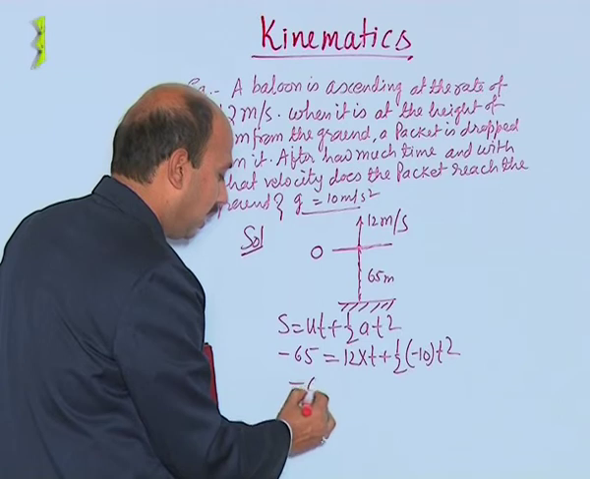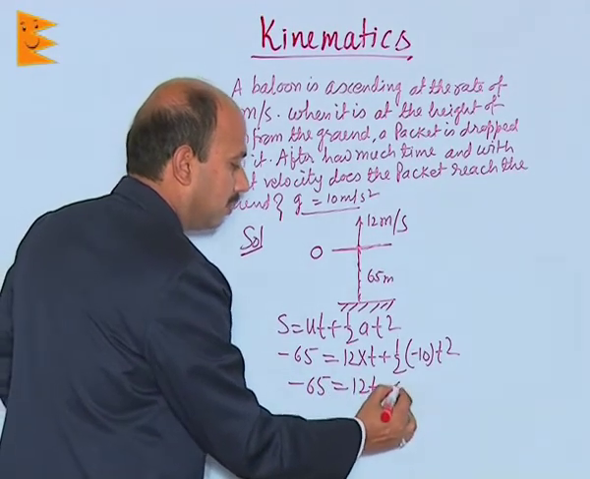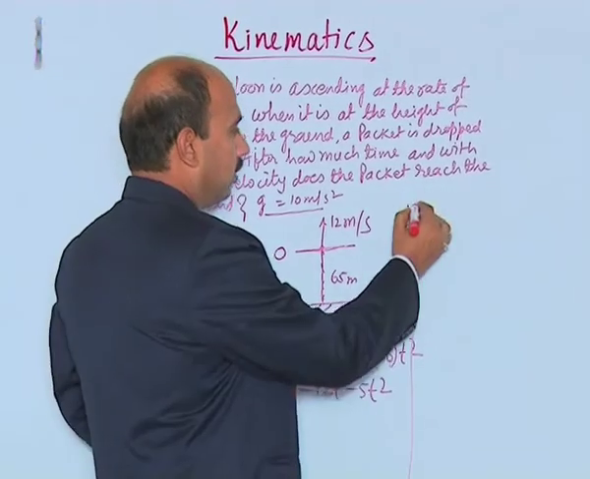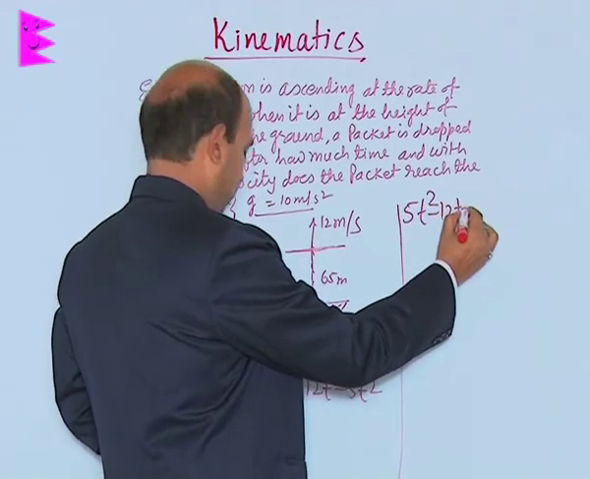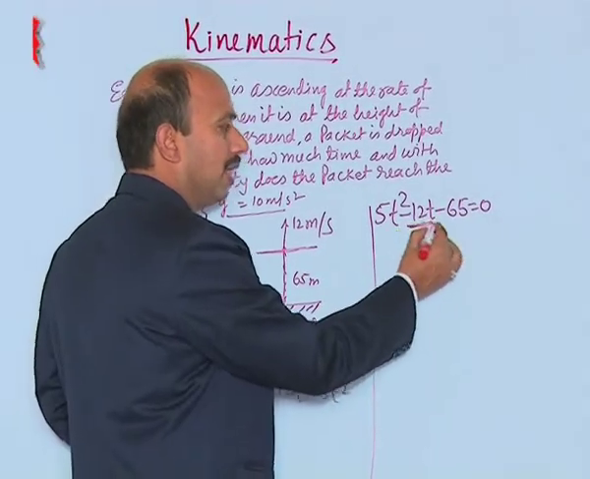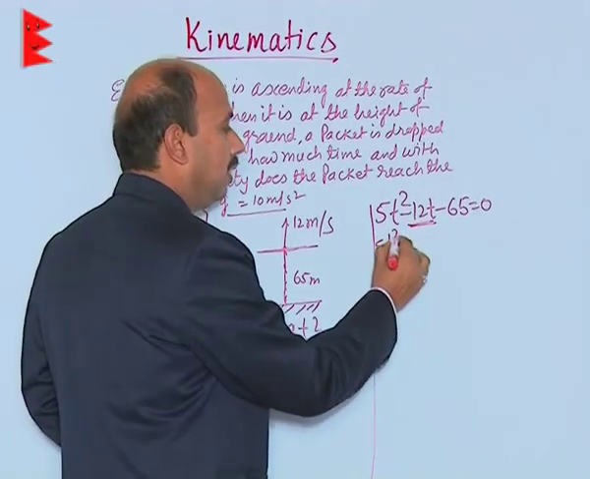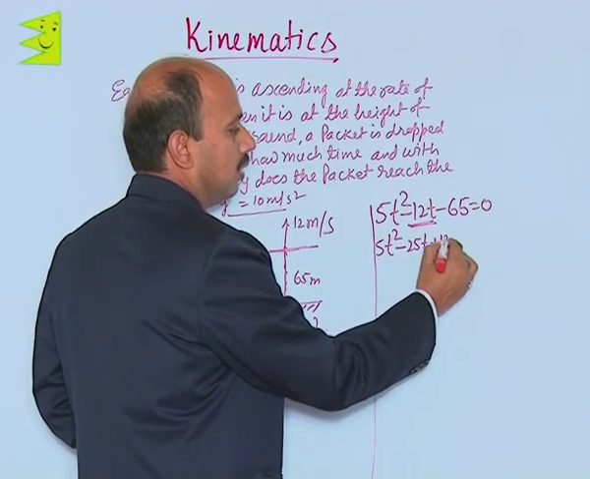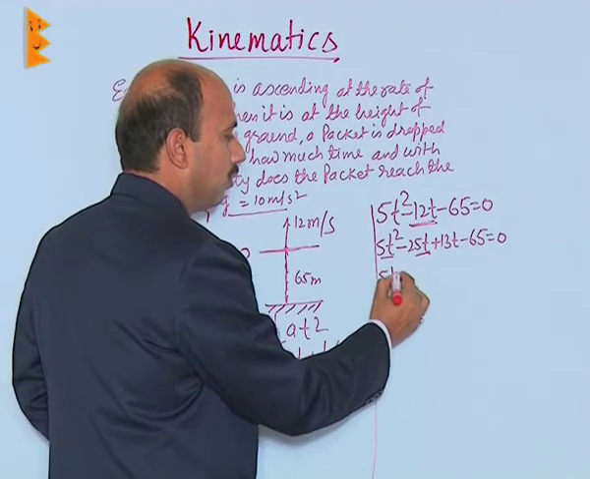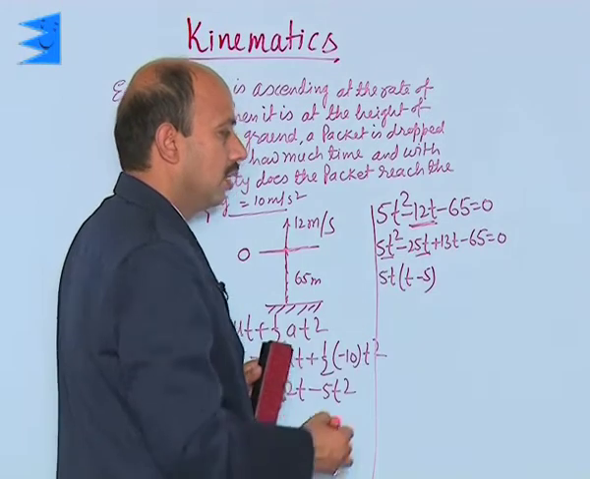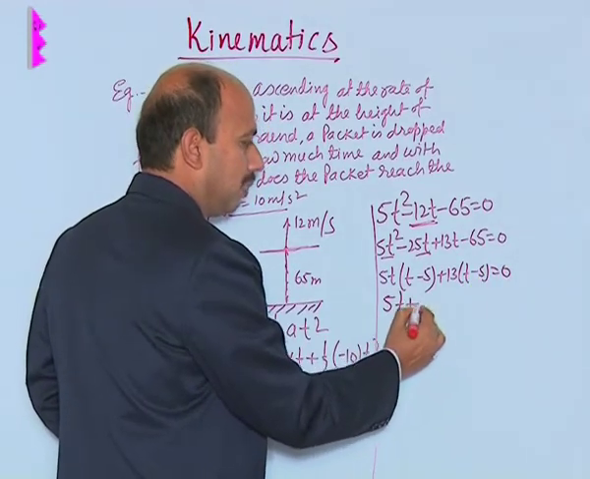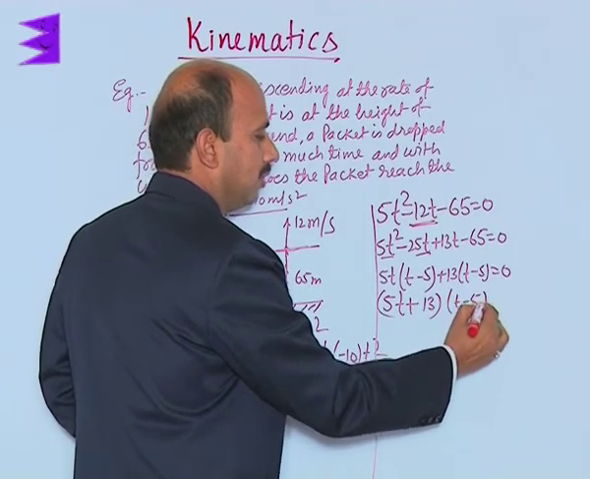We solve it, we can write minus 65 is equal to 12 t minus 5 t square. So, we can simplify this equation here and we can take 5 t square minus 12 t minus 65 is equal to 0. This is a quadratic equation, but I think you can easily solve by splitting the middle term. So, you will be getting here 5 t square minus 25 t plus 13 t minus 65 is equal to 0. Here you can take common 5 t. So, 5 t is here t minus 5 plus here you can take common 13, the t minus 5 is equal to 0. So, you will be getting two answers: 5 t plus 13 into t minus 5 is equal to 0.